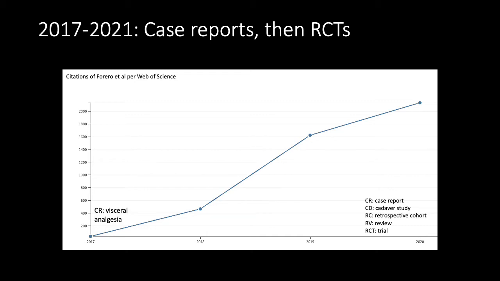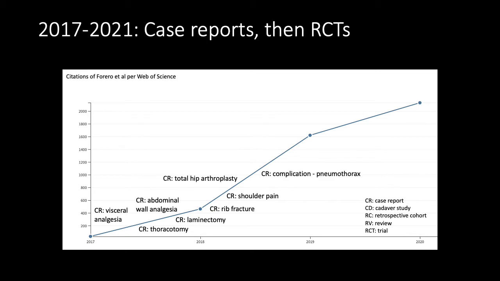Initially, people started doing these blocks and reporting that in cases you could get some visceral coverage of pain, so it wasn't just chest wall, it also seemed to have some visceral component. It seemed to work okay for thoracotomy in case reports. It seemed to be able to cover the abdominal wall if you did it a little bit lower, again in case reports. And also cover laminectomies, which makes sense because that's posterior. It worked in rib fractures in case reports, it worked in shoulder pain, it worked in total hip arthroplasties. In 2018, the first complication was reported, which was a pneumothorax, which kind of makes sense.